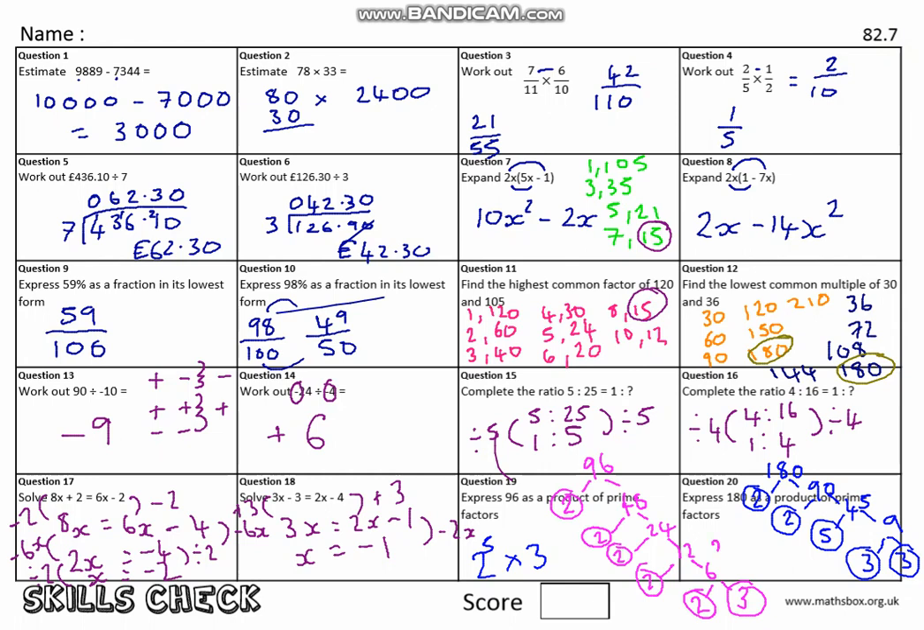So I've got a 2. How many have I got? I've got 2, so 2 to the power of 2, or 2 squared, times I've got 3, and I've got 2 of them, so it's 3 squared, and I've got 1, 5. So there's your answer: 2 squared times 3 squared times 5.